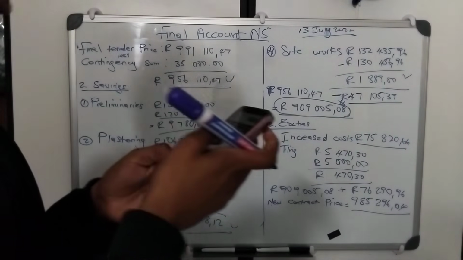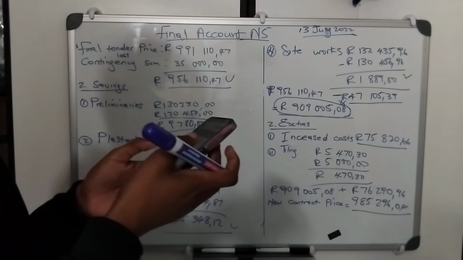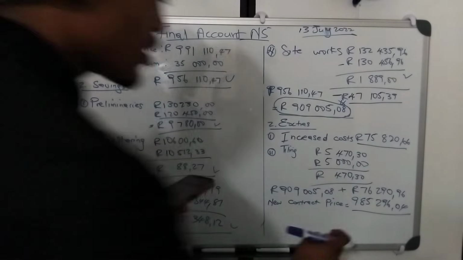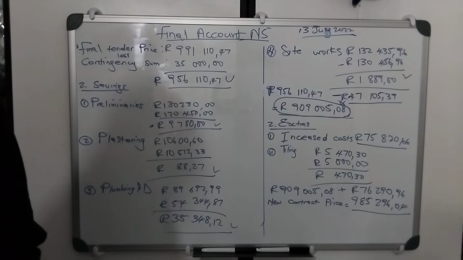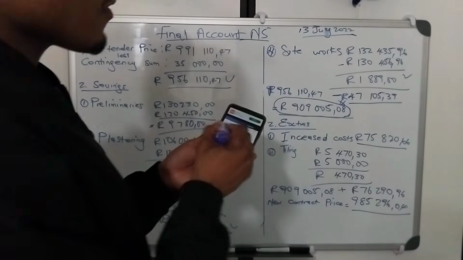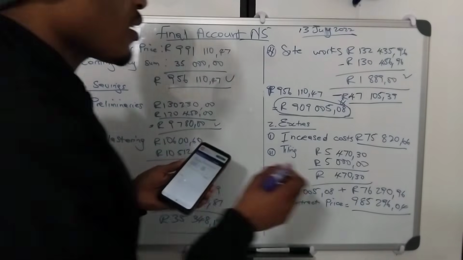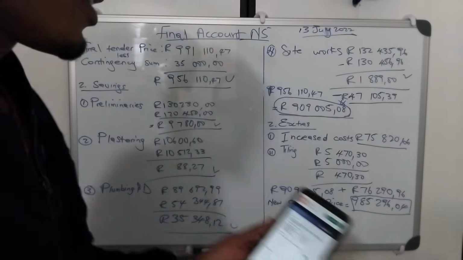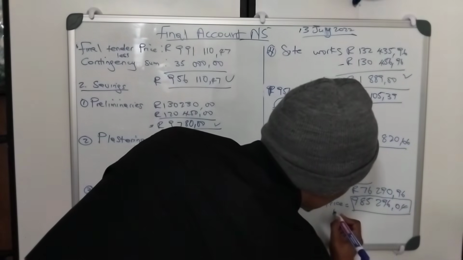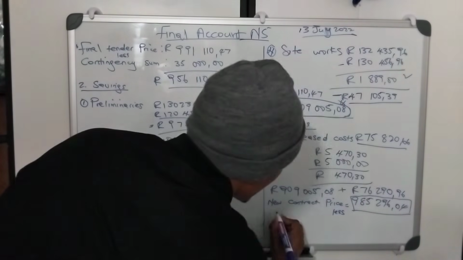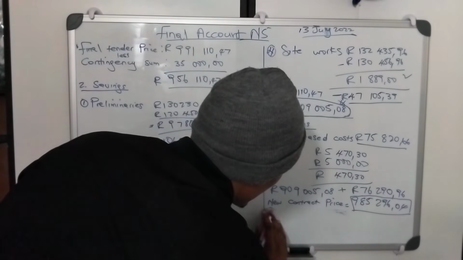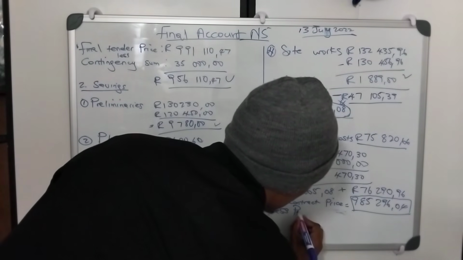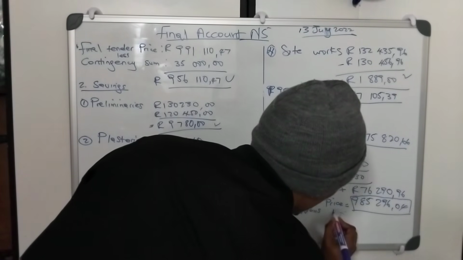The question says the previous payment to the contractor was 732,144.20. So your final payment and your final account is gonna be the new contract price minus the previous payment. Let me put it like that. So you less the previous payment. Let me just put it like this, bar. Less previous payment.